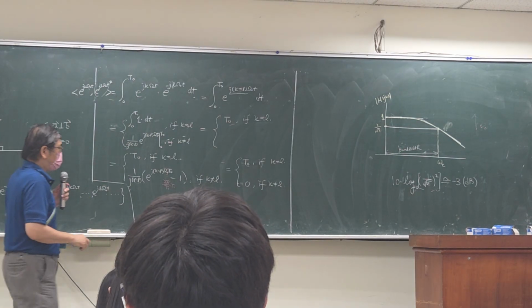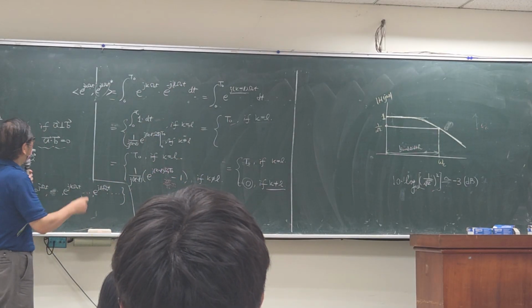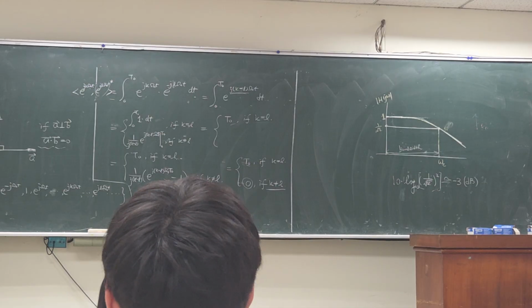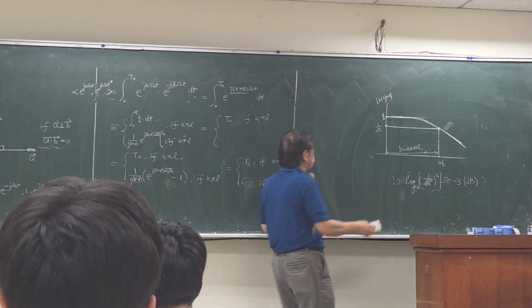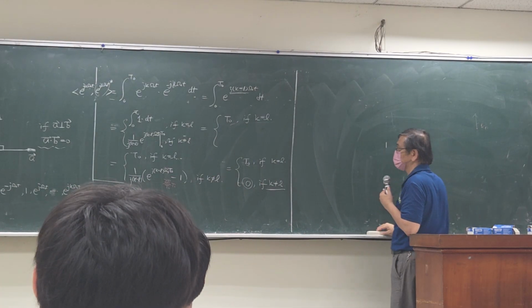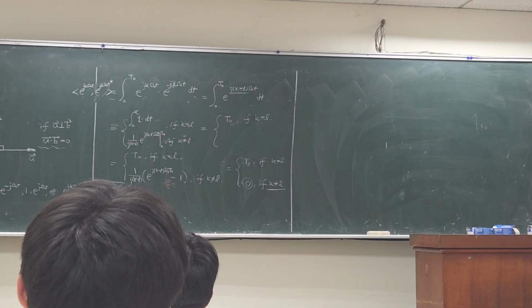So you can see that if k is not equal to l, then the inner product of these two functions is 0, which means they are orthogonal. Okay? That's good. That's what we need. Then how do we determine the x of k?